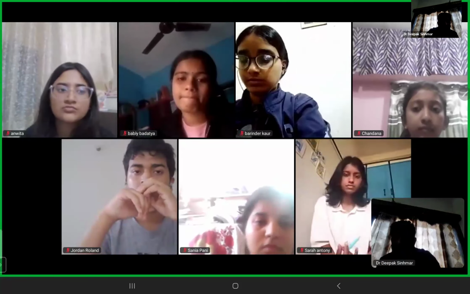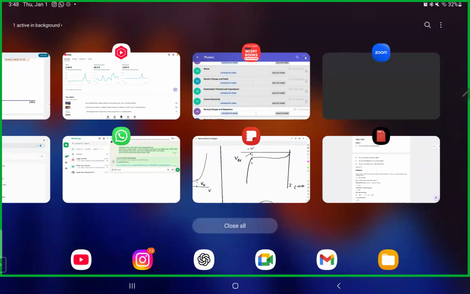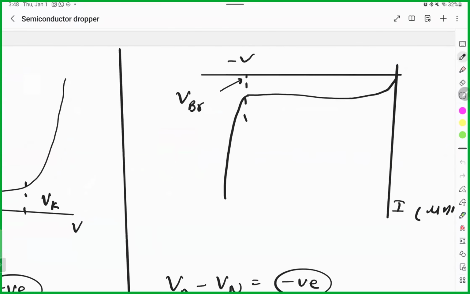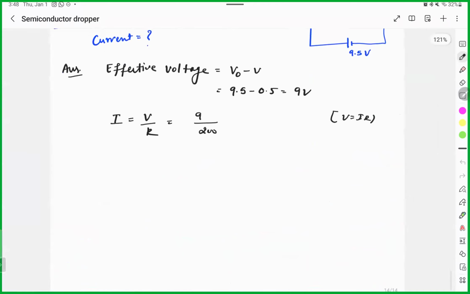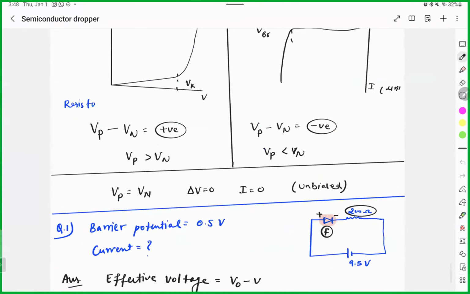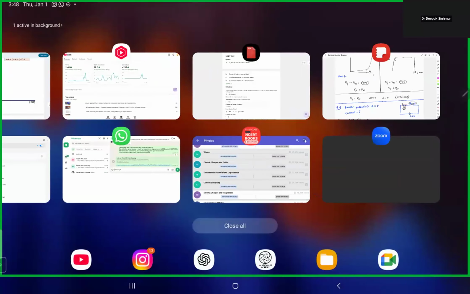Correct? Next, you have Zener diode. First topic, application. First topic is Zener diode. Zener diode.